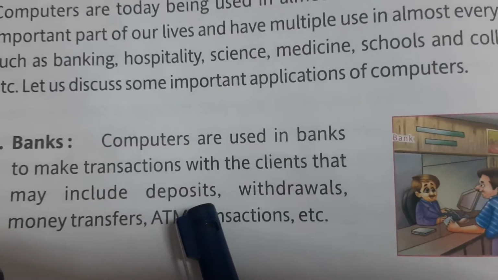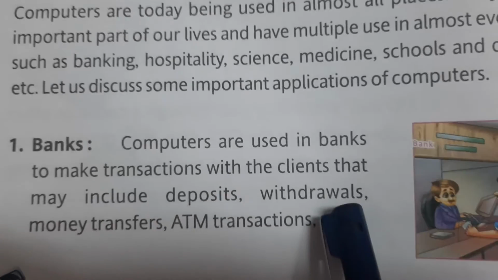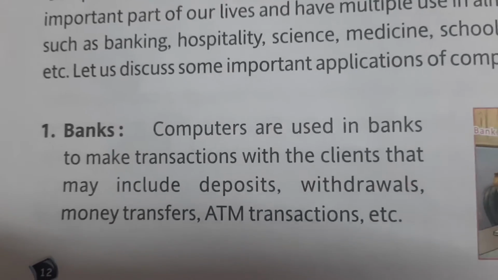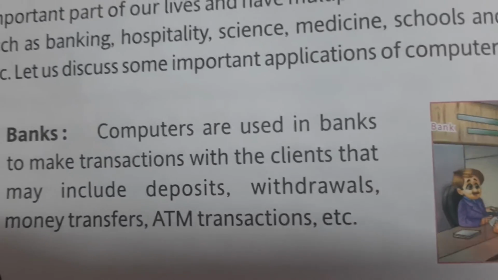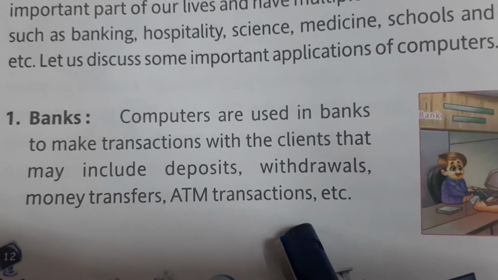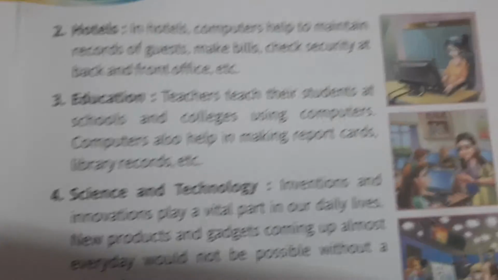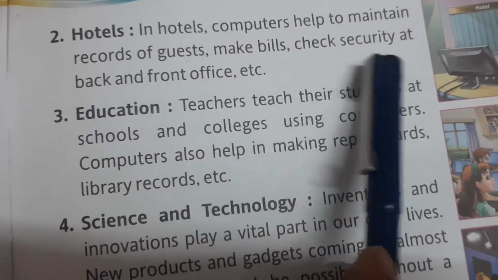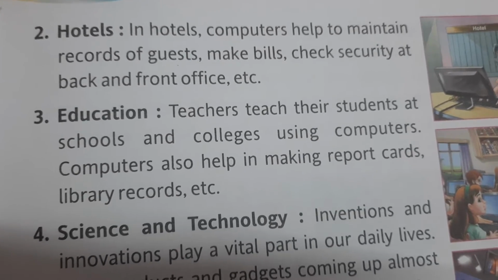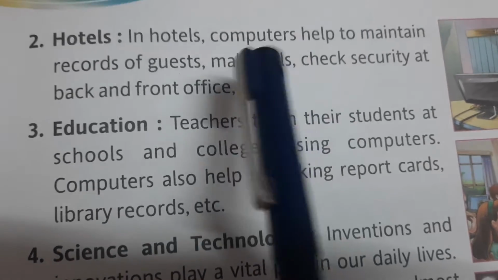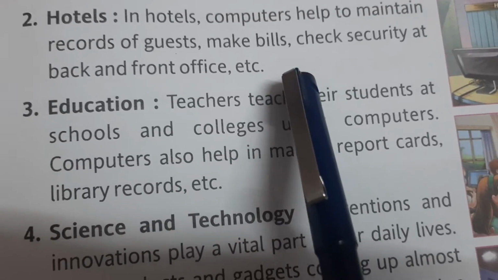They could be money depositing, then withdrawals when the money is withdrawn, then money transfer from one place to another, or from one branch to another, or from one bank to another, or from one person to another, and the ATM transactions. Even for security purposes, computers are used in banks. Then next is hotels. In hotels, it is used for maintaining the records of guests, when they have checked in, for how long they have stayed, and various other details, for making their bills, for checking security in the various departments of the hotels.